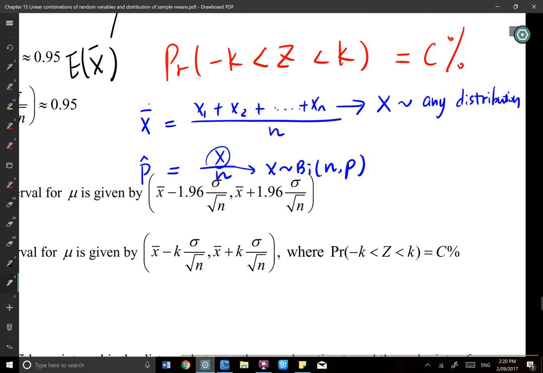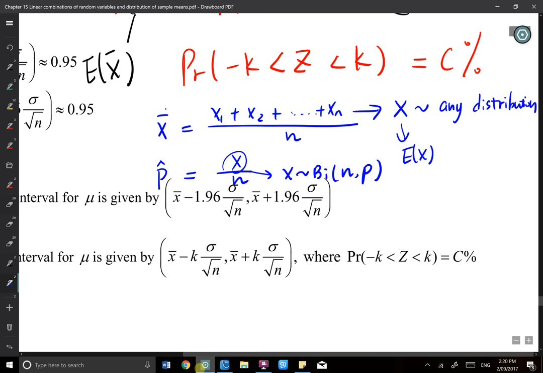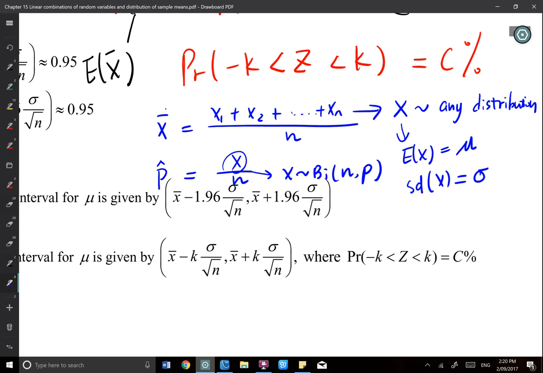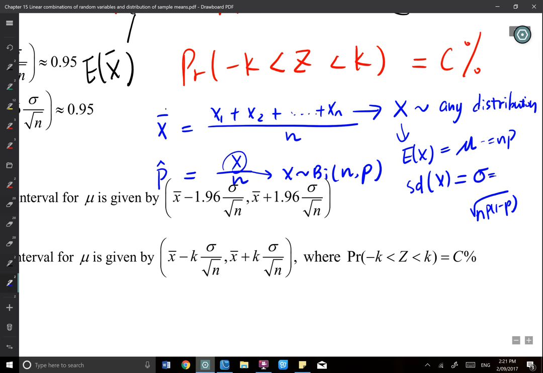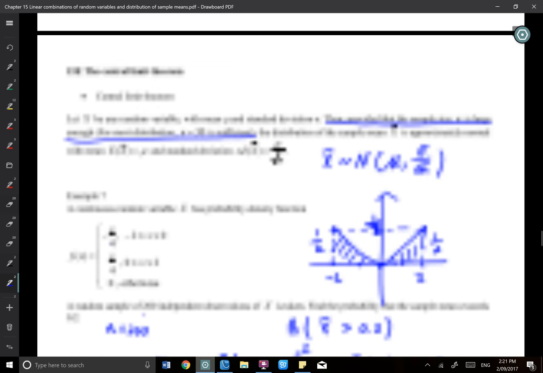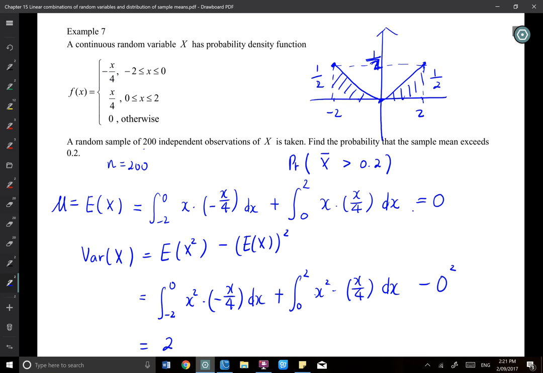What I'm interested in in this case is only the expected x that equals mu, and the variance of x, which is standard deviation squared. I'm interested in standard deviation actually. That's sigma. Even though it's a binomial distribution, I still can find expected x and the standard deviation of x. If it's binomial, then mu is np and standard deviation is square root of np(1 minus p). If it's normal, then it's just mu and standard deviation. If it's another distribution, we find expected x and the standard deviation of x.